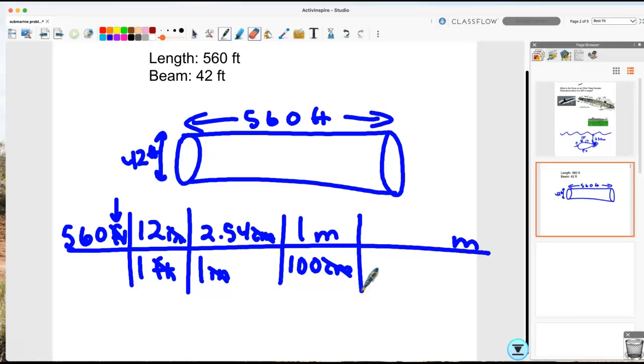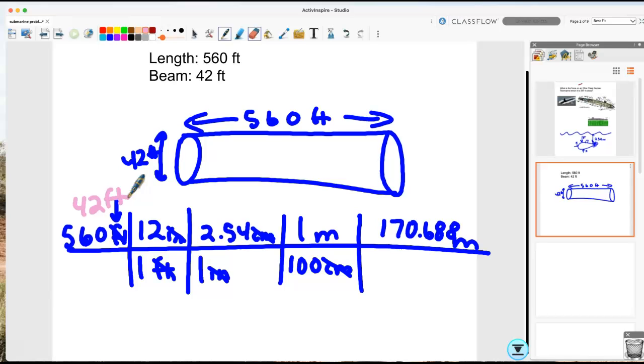So now I just run it through my calculator. 560 times 12 times 2.54 divided by 100 is 170.688 meters. Now I've got to convert the 42 feet. Everything stays the same except this number changes to 42 feet. I still take 42 times 12 times 2.54 divided by 100. I can just run that back through my calculator again.